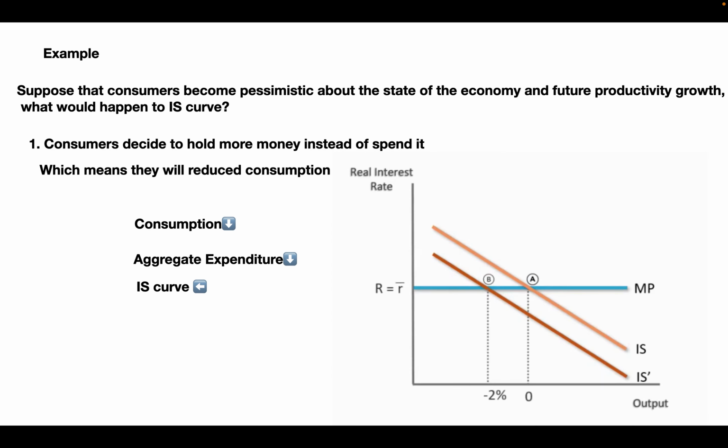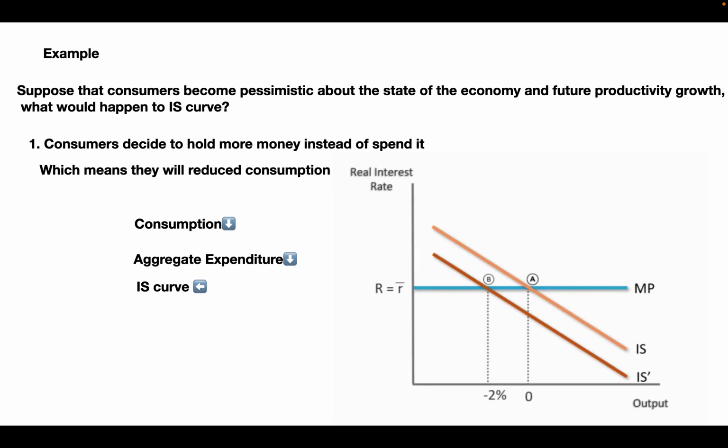Now, let's go through an example together. Suppose that consumers become pessimistic about the state of the economy and future productivity growth. What would happen to the IS curve? You can pause the video for a second and think about the concept we just learned.